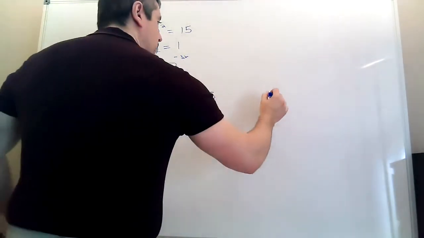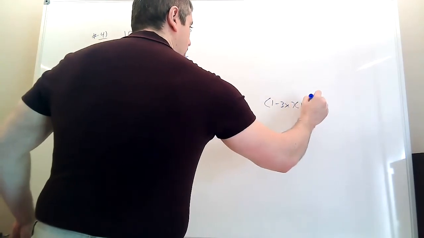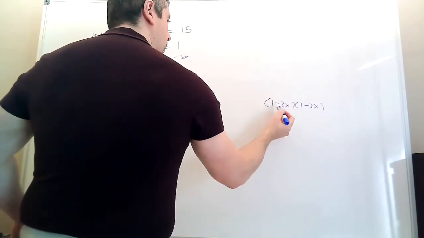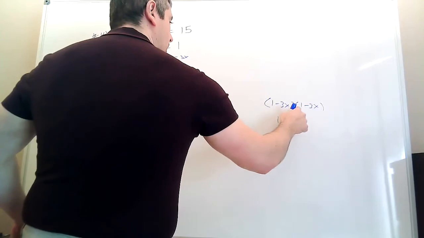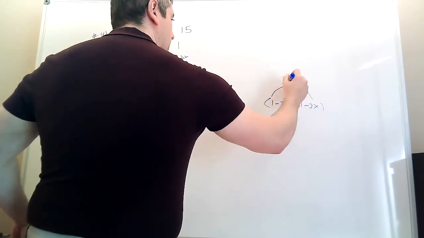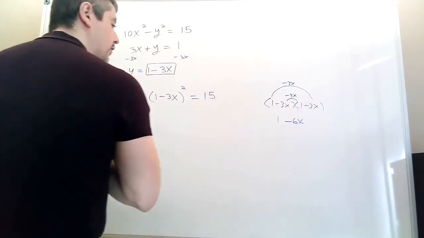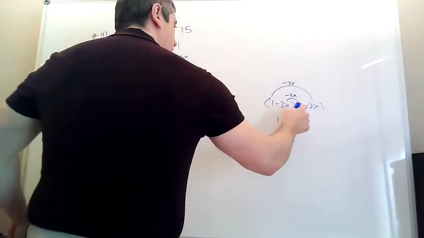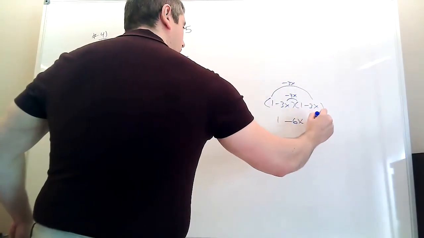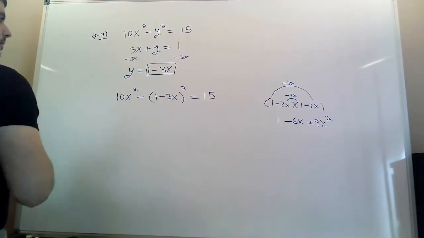Now, if you want to be real paranoid, do this on the side. I'm okay with this. I'm going to multiply it out. 1 times 1 is 1. You get a negative 3x, right? Make the FOIL rainbow. Whee! There's the rainbow. You get negative 3x twice. Negative 3 and negative 3 is negative 6. Negative 3 times negative 3 is positive 9. X times x is x squared. That's what's going to go here.